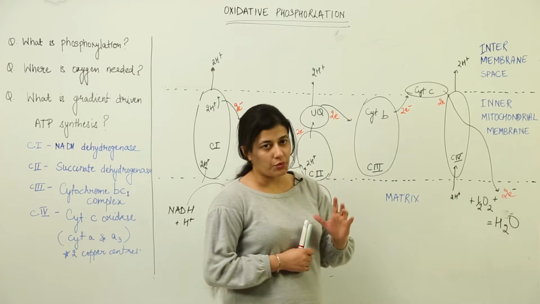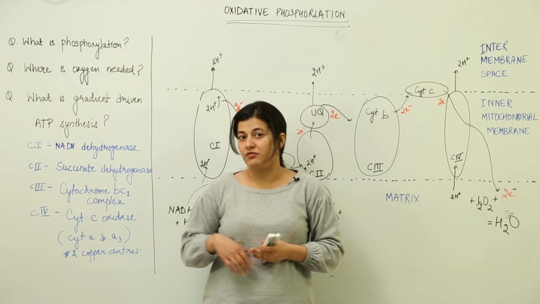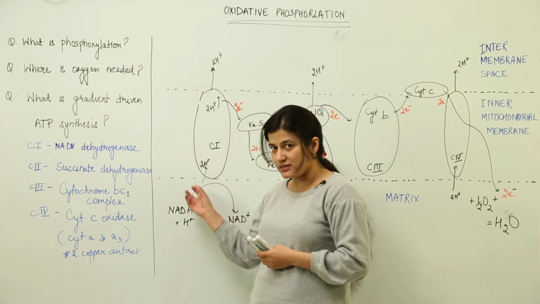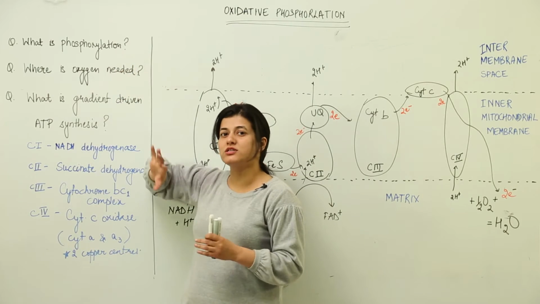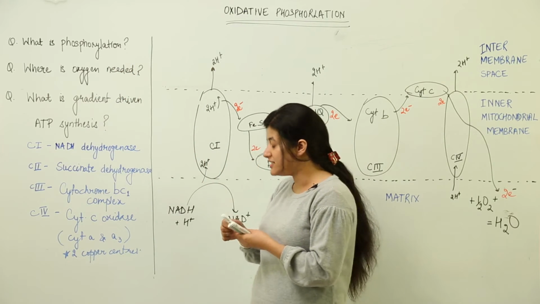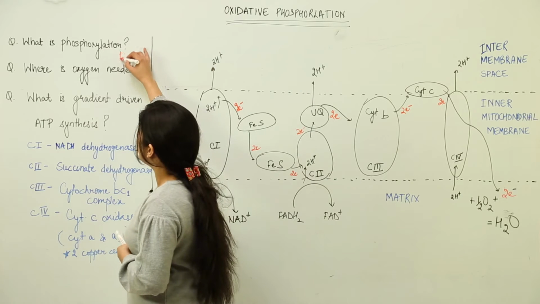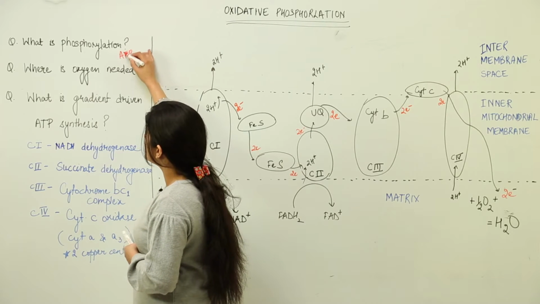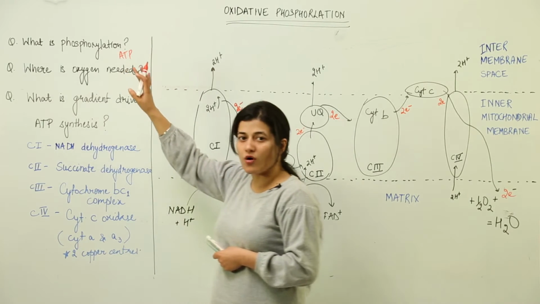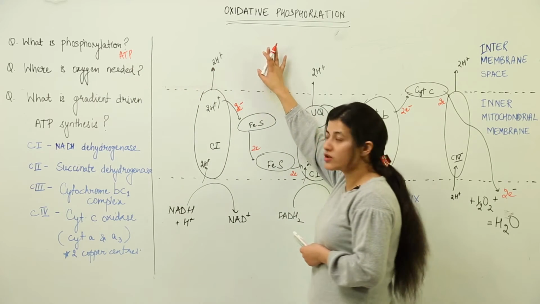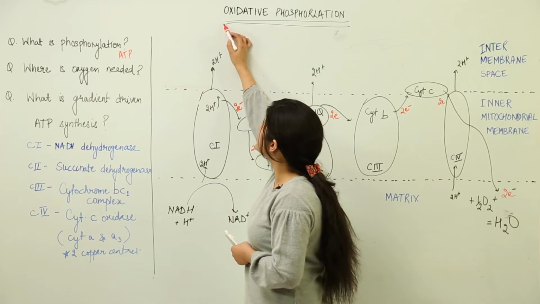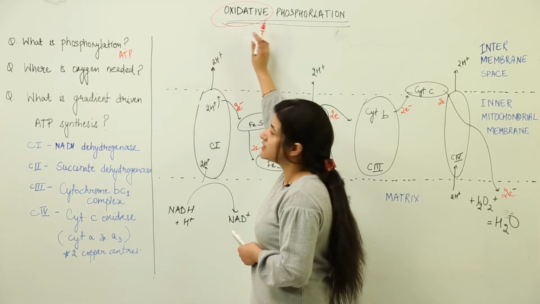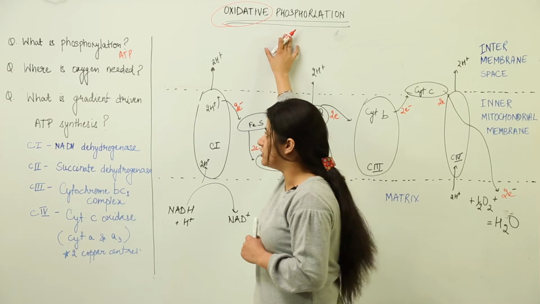Now there are a few questions that come to our mind and that we need to answer after understanding this. First one is, what is phosphorylation? The process of formation of ATP is known as phosphorylation. Because the topic says that the third step of aerobic respiration is oxidative phosphorylation, you need to understand that oxygen is going to be involved in this entire process of ATP generation.